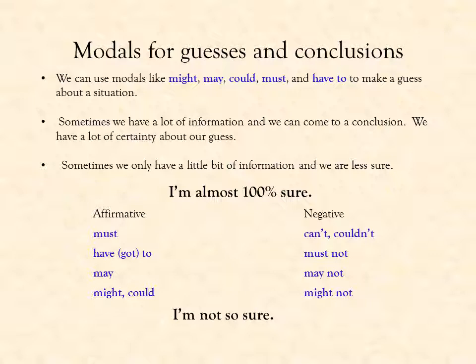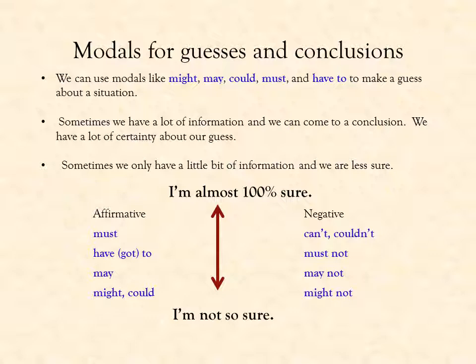We can use modals like might, may, could, must, and have to make a guess about a situation. Sometimes we have a lot of information and we can come to a conclusion. We have a lot of certainty about our guess. Sometimes we only have a little bit of information and we are less sure.